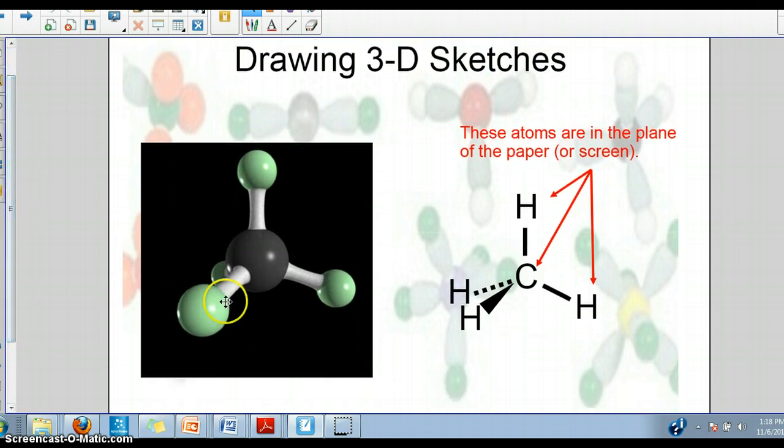Here is a 3D picture. We see we have this back bond that is going into the page, which is going to be this dashed hydrogen over here. And then we have one that is coming out, and that will be this wedged hydrogen right here. And then these two hydrogens shown here in the picture are in plane with the paper.